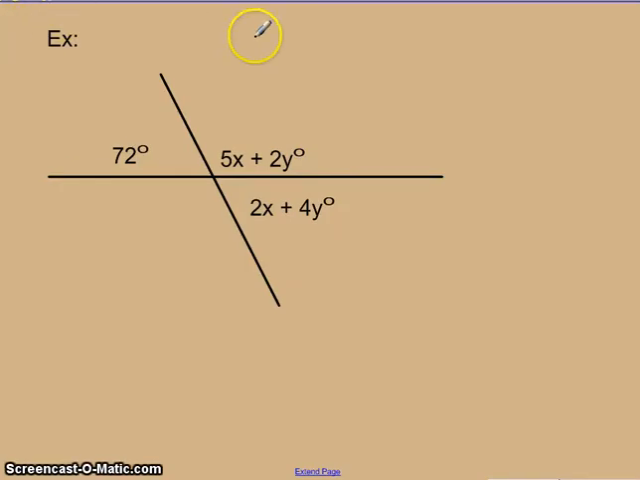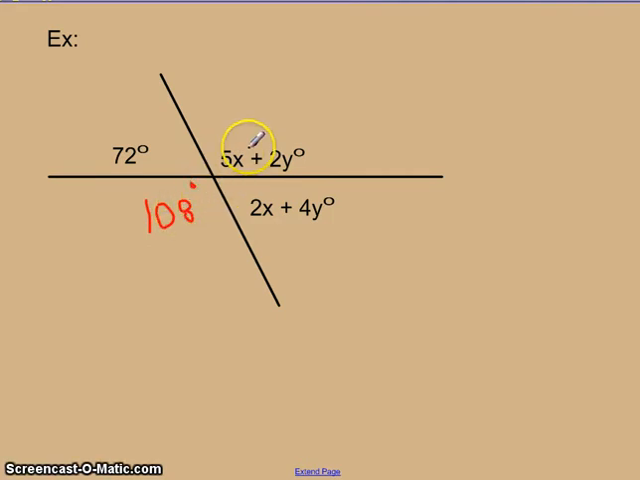Alright, looks like we got another one set up here that we'll need to figure out a couple of equations and solve. So let's get right into it. I notice that this is a linear pair right here, so I'm going to go ahead and write this angle measure in. So what plus 72 would equal 180? Looks to me like it should be 108 degrees right here.